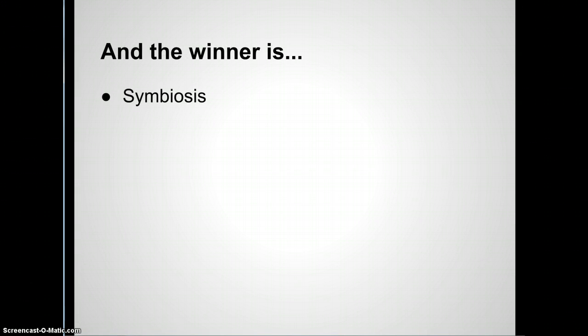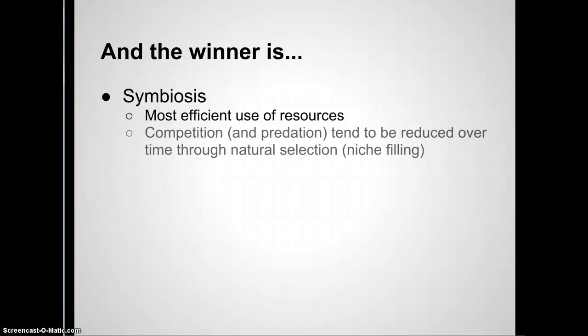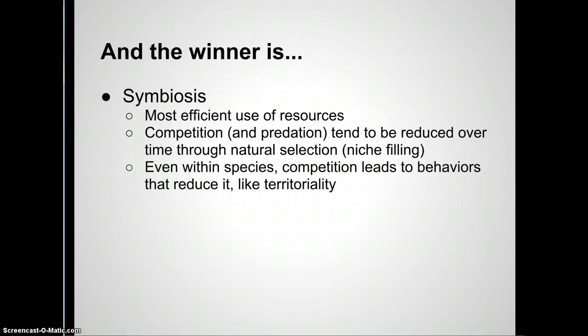And the winner is symbiosis, because that's the most efficient use of resources. The species don't have to spend energy and time defending themselves and fighting for things. Competition and predation, in fact, tend to be reduced over time through natural selection. Those things put pressure on species and tend to force them into other ecological niches, other ways of living and other adaptations. Even within species, competition leads to behaviors that reduce it, like territoriality.